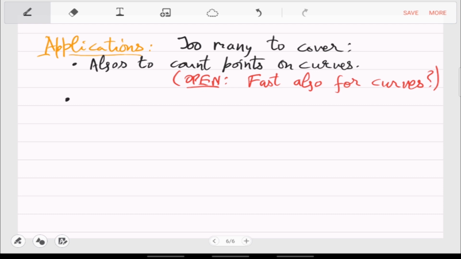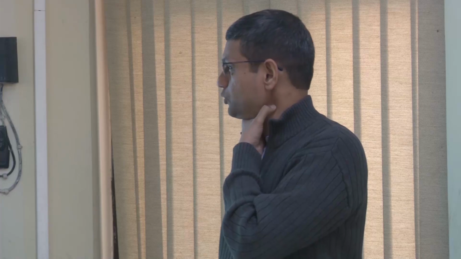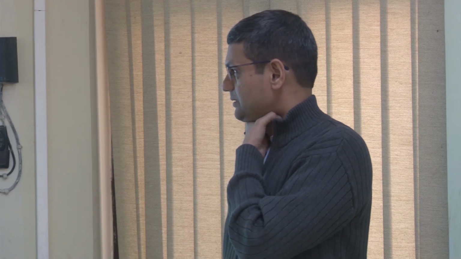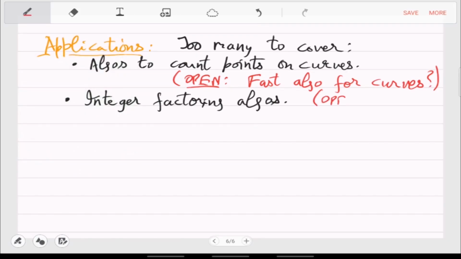Based on this theory, there are also integer factoring algorithms. Again there are 2 or 3 minimum algorithms that fundamentally use this theory of Riemann hypothesis to factor numbers, to attack RSA, which again is an open question. So in general it is open. What you can do is for some special cases.